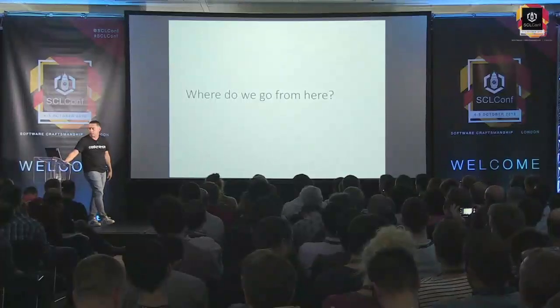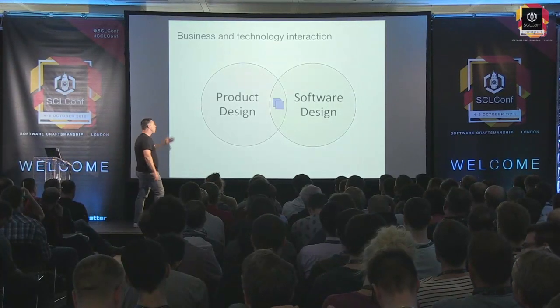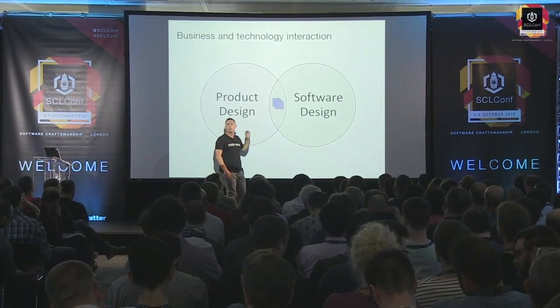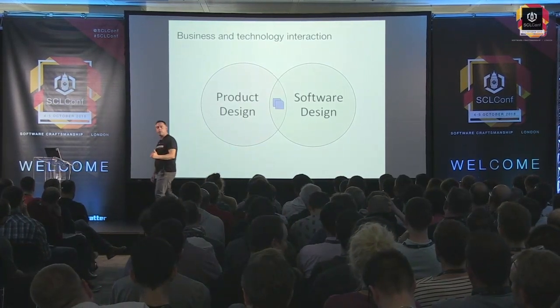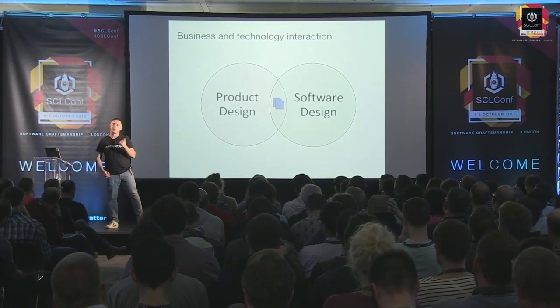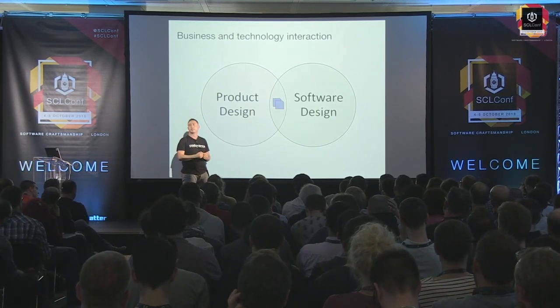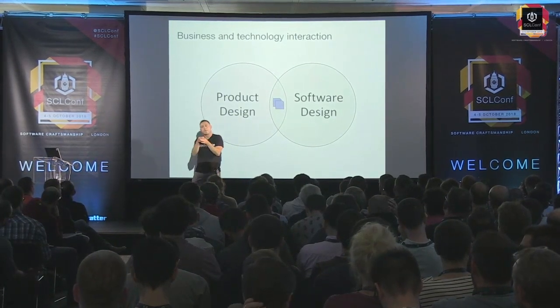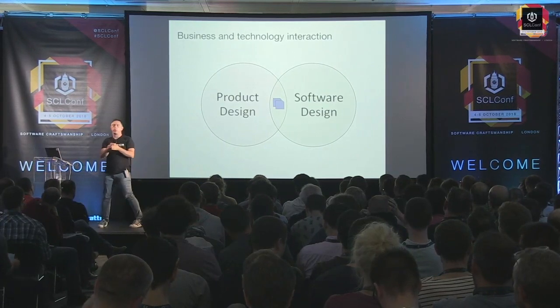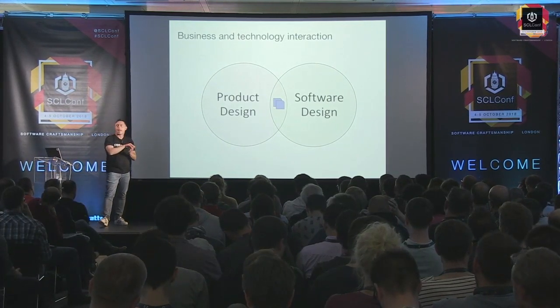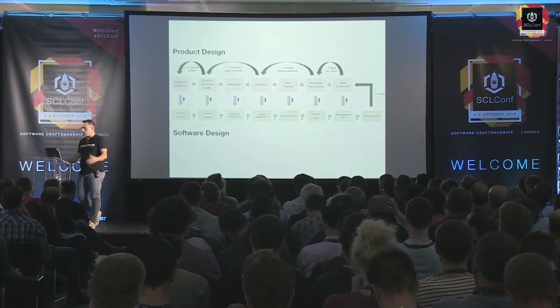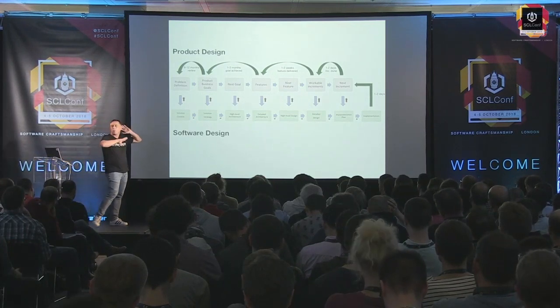So where do we go from here? For me, this intersection needs to be bigger. The only way that we can be more strategic with our architecture, instead of being reactive with architecture, is if we have a much bigger intersection between product design and software design. We are working on something like that. This is a work in progress.